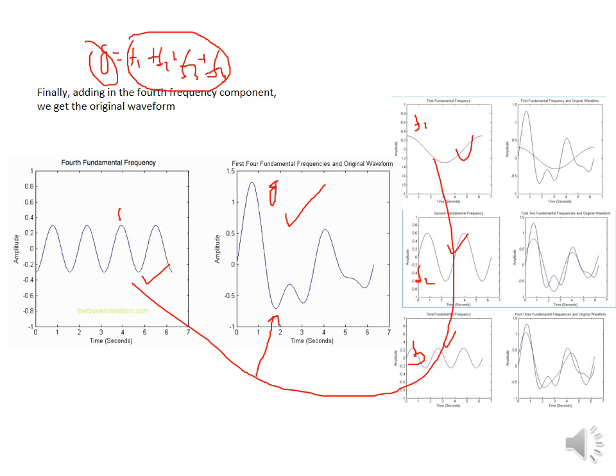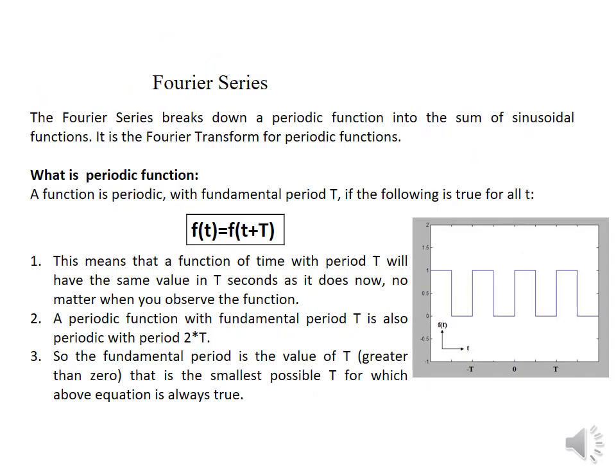Alright, so we move from here to here, but we can also move from the original signal to the constituent frequencies. So if we apply the Fourier transform to f of t, you will get those sine wave signals. So you can go through with this. This is not that difficult.